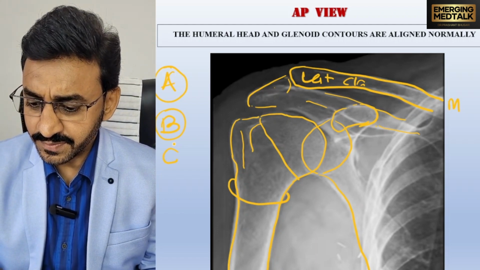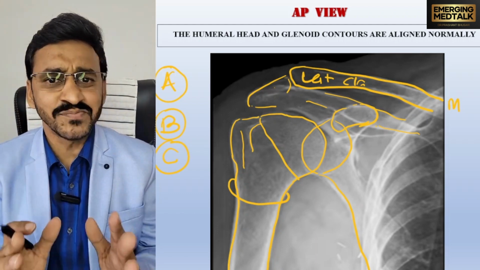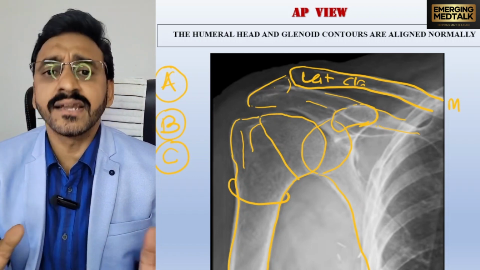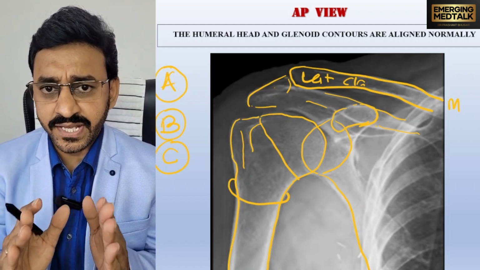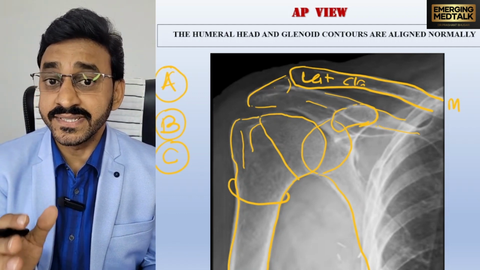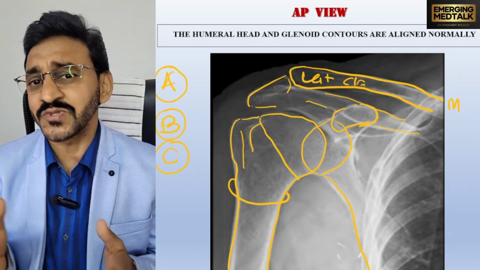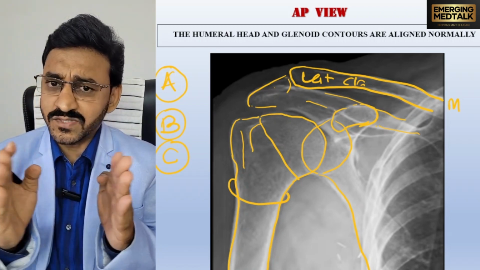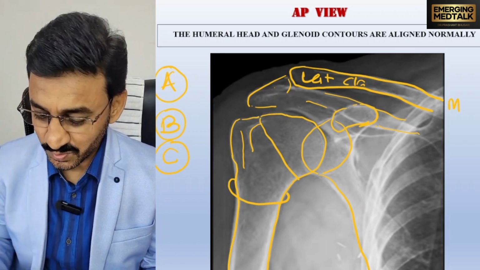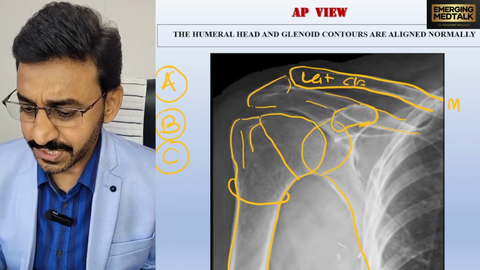Then the cartilage. We know the bony ends are lined by cartilage, so they are not seen clearly on these X-rays. But if there is a narrowing of the joint space, there may be a degenerative condition, osteoarthritis, or if the space is widened, it may be due to ligamentous injury or dislocation. So this is C.